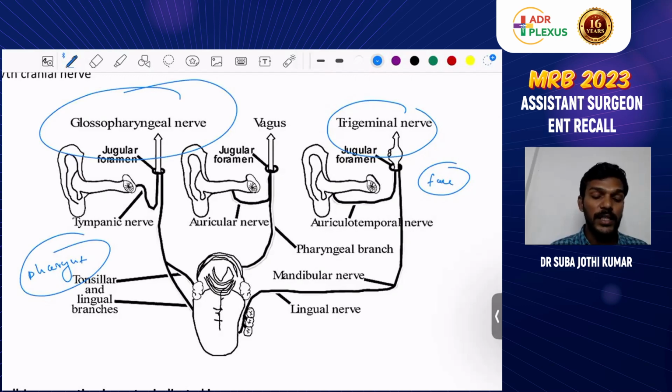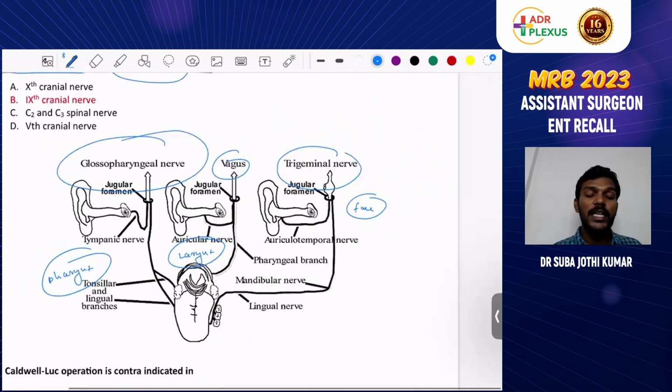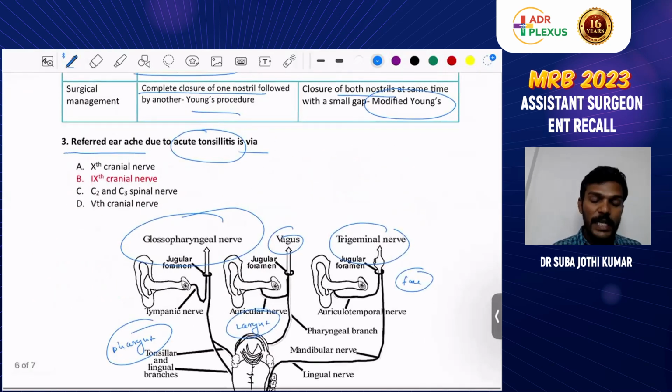Vagus and glossopharyngeal nerve: any problem over the pharynx can be experienced as ear pain because the Jacobson branch of the glossopharyngeal nerve supplies the middle ear. Then the Arnold branch of the vagus supplies the ear, and the vagus supplies mainly the larynx. So any problem over the pharynx can be referred as an ear pain. Any problem over the larynx can be referred as an ear pain. This is called secondary otalgia, referred ear pain.